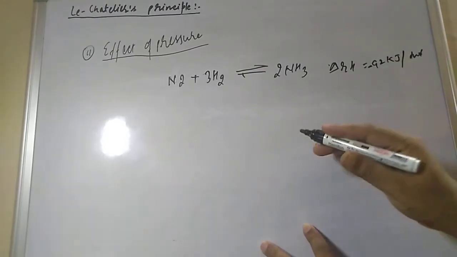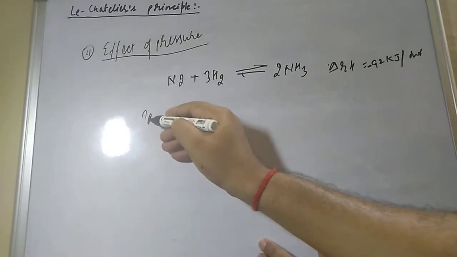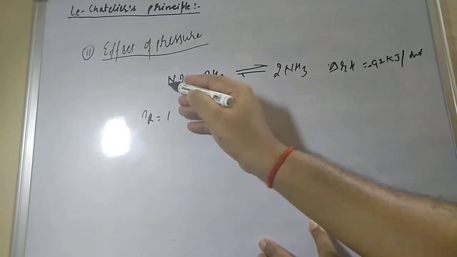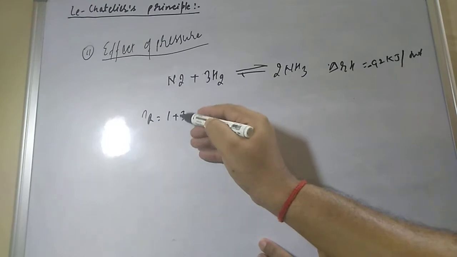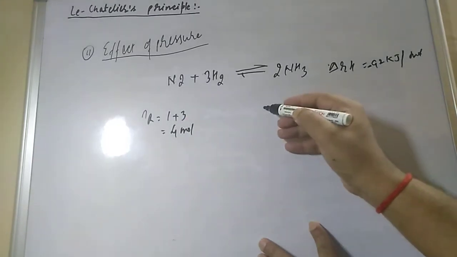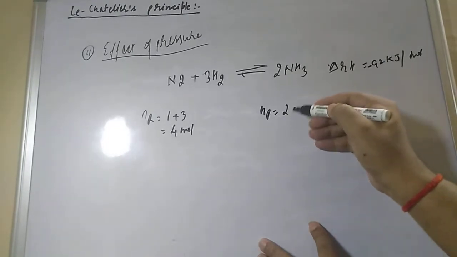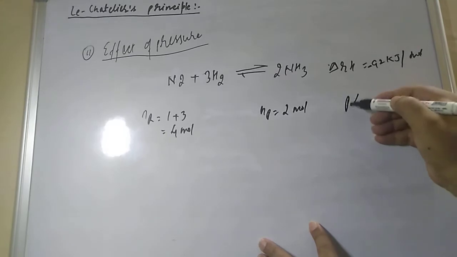So here you see, student, in this reaction, the number of moles of reactant, what is it, student? 1 mole nitrogen plus 3 moles hydrogen. So how many moles, student? 4 moles. Now here you see, student, the number of moles of product is 2 moles. Now, student, P is proportional to n.